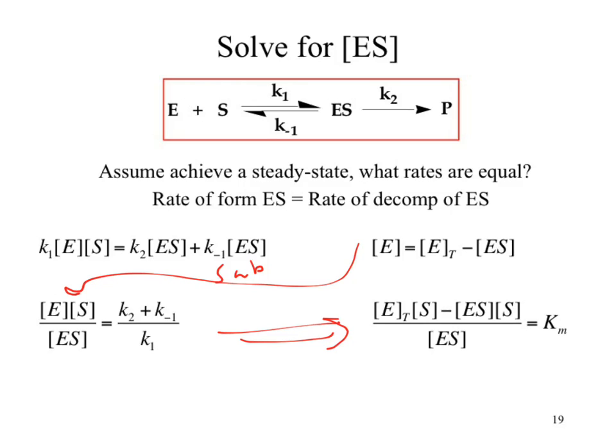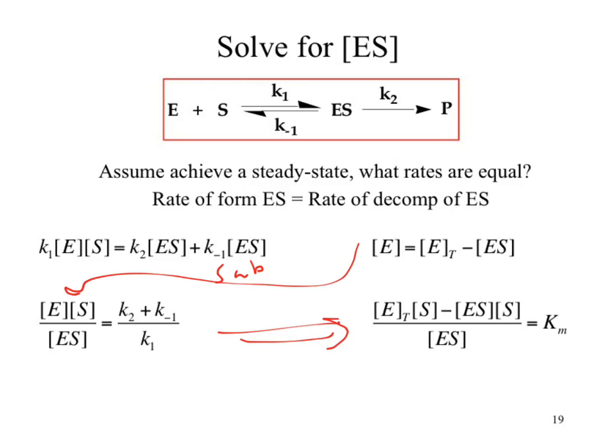Notice that I don't have K2 plus K minus 1 over K1. I've turned it into Km. Okay, capital Km. What is this? This is our new constant. Okay? That constant is dependent on K2, K minus 1, and K1. Okay? But it's going to be virtually impossible to figure out what all those individual numbers are. So instead what I'll do is solve for the grouping of them and call that K sub M. It's M because the people that went through and initially discovered this, Michaelis and Menten, okay, their names begin with M, so we refer to it as Km.